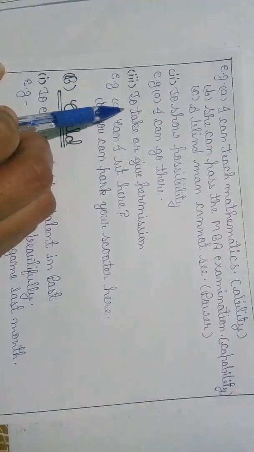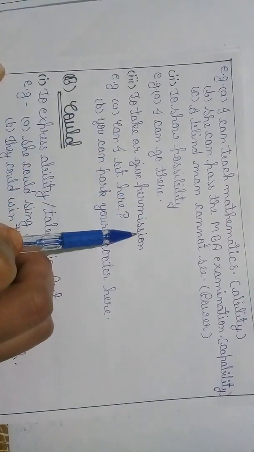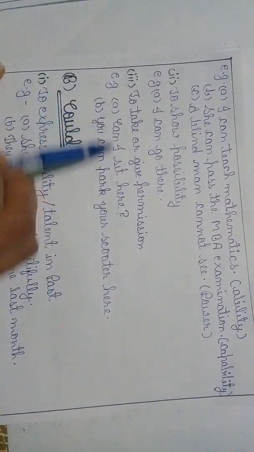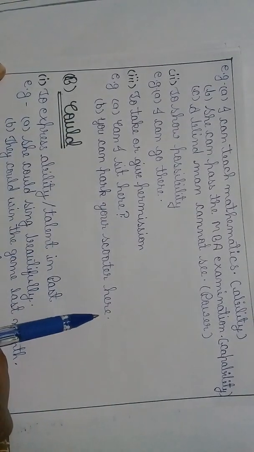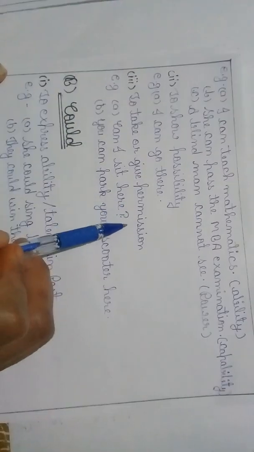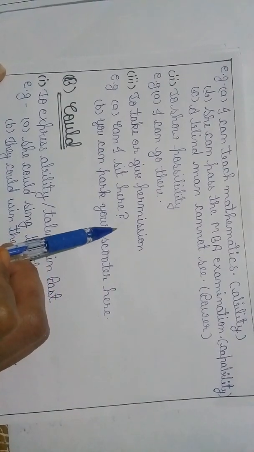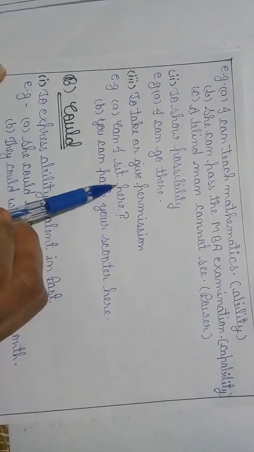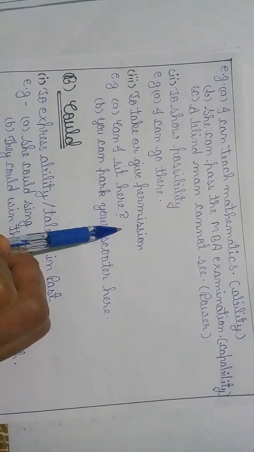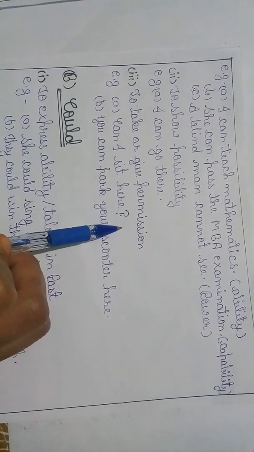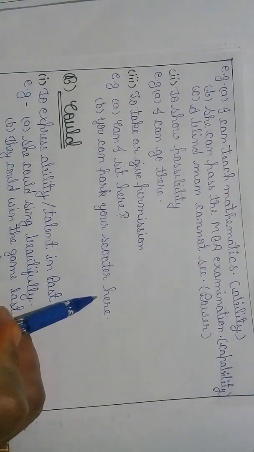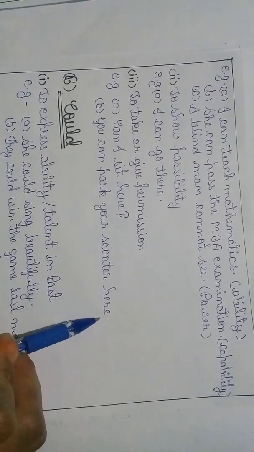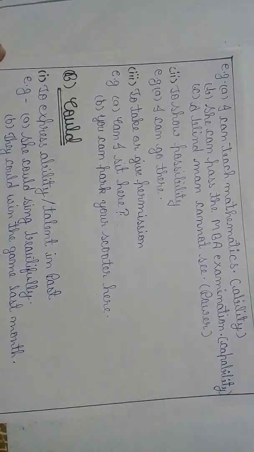Next use, to take or give permission, we use can. Can I sit here? You can park your scooter here. Here, in the first statement, can is used for taking permission, and in the second statement for giving permission.